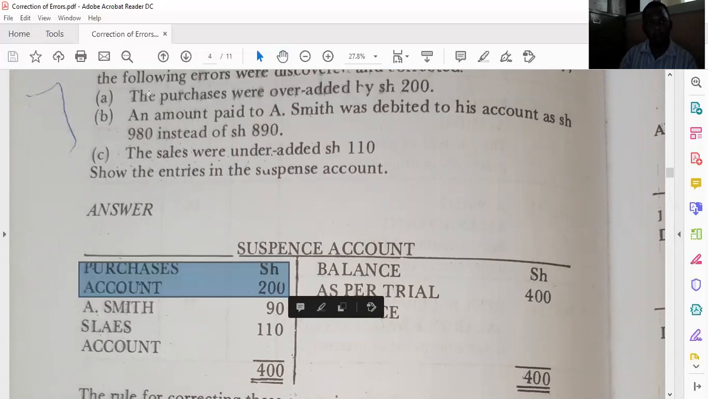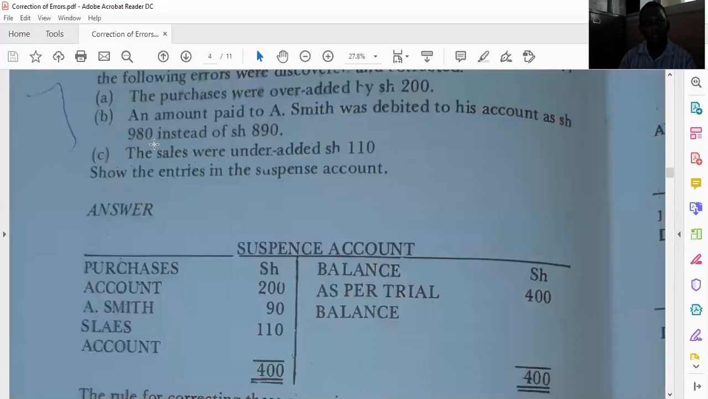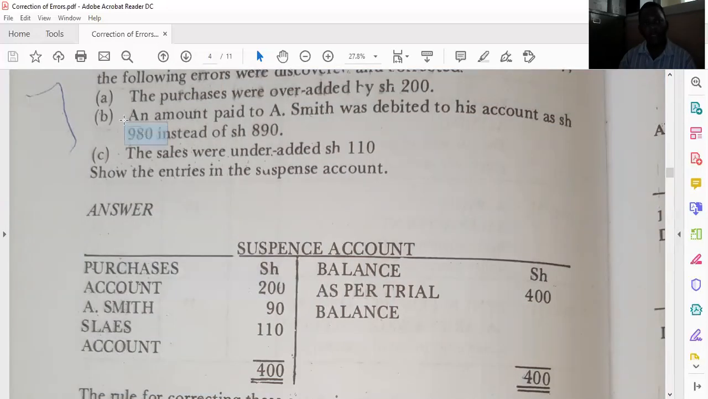Then B, an amount paid to A. Smith was debited to his account as 980 instead of 890. So in this case, you ought to have debited 890, but he debited 980. So an amount paid to A. Smith was debited to his account.